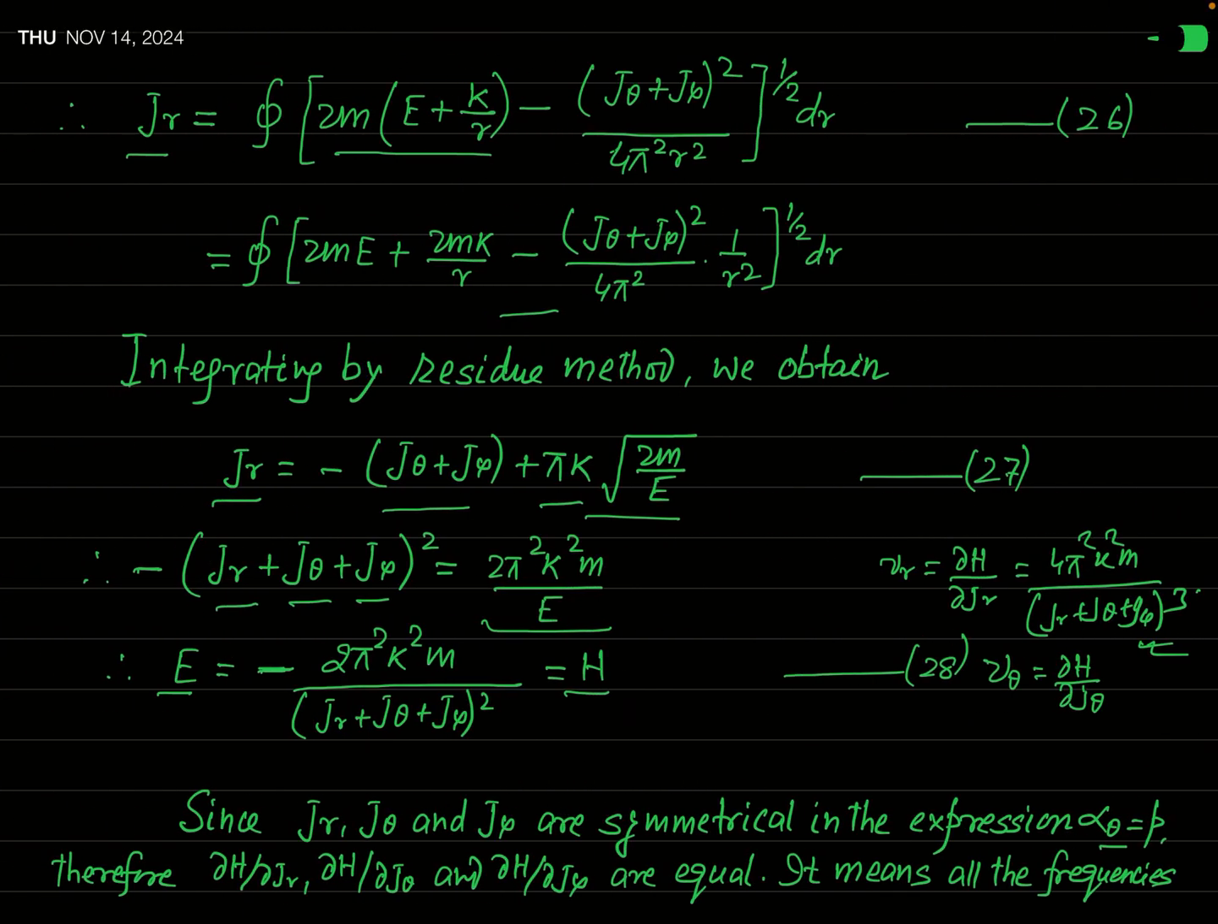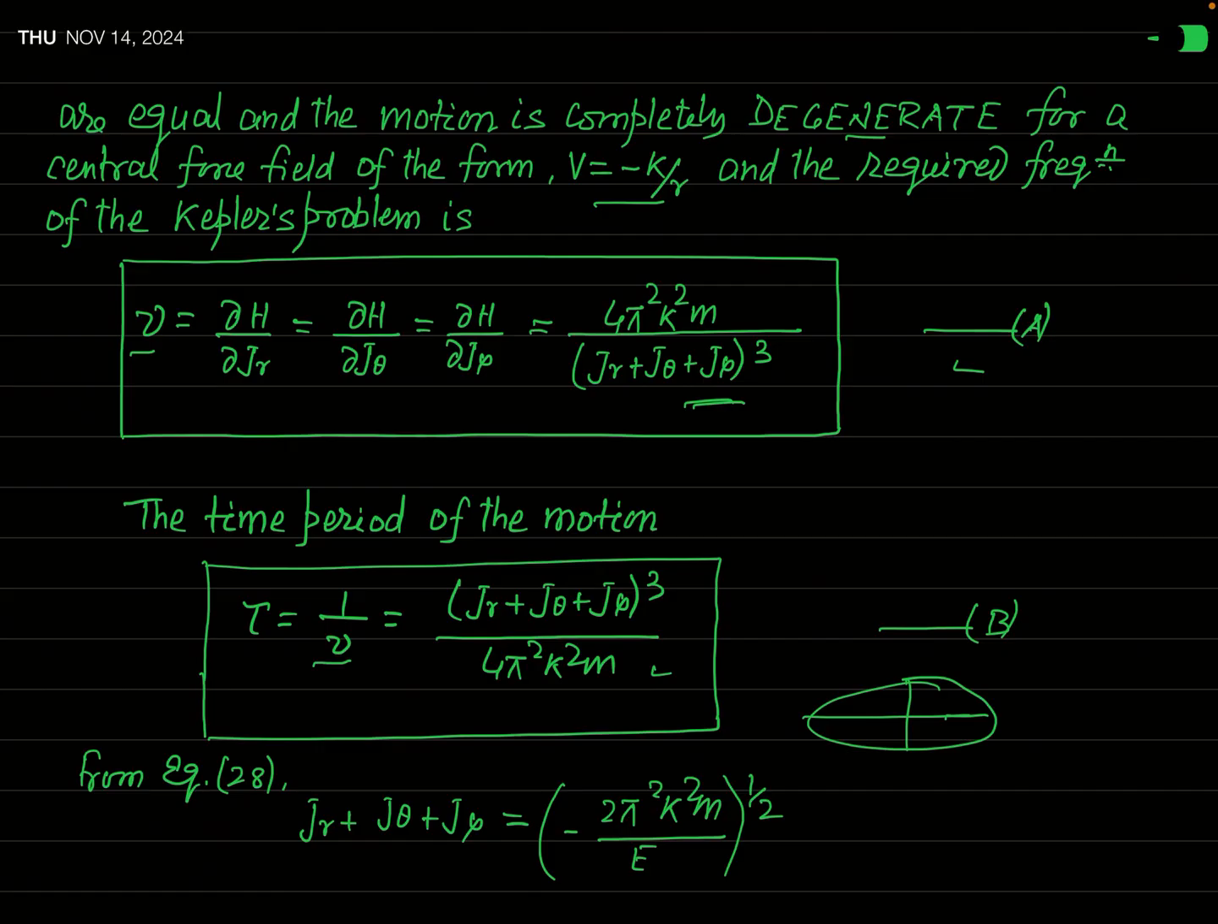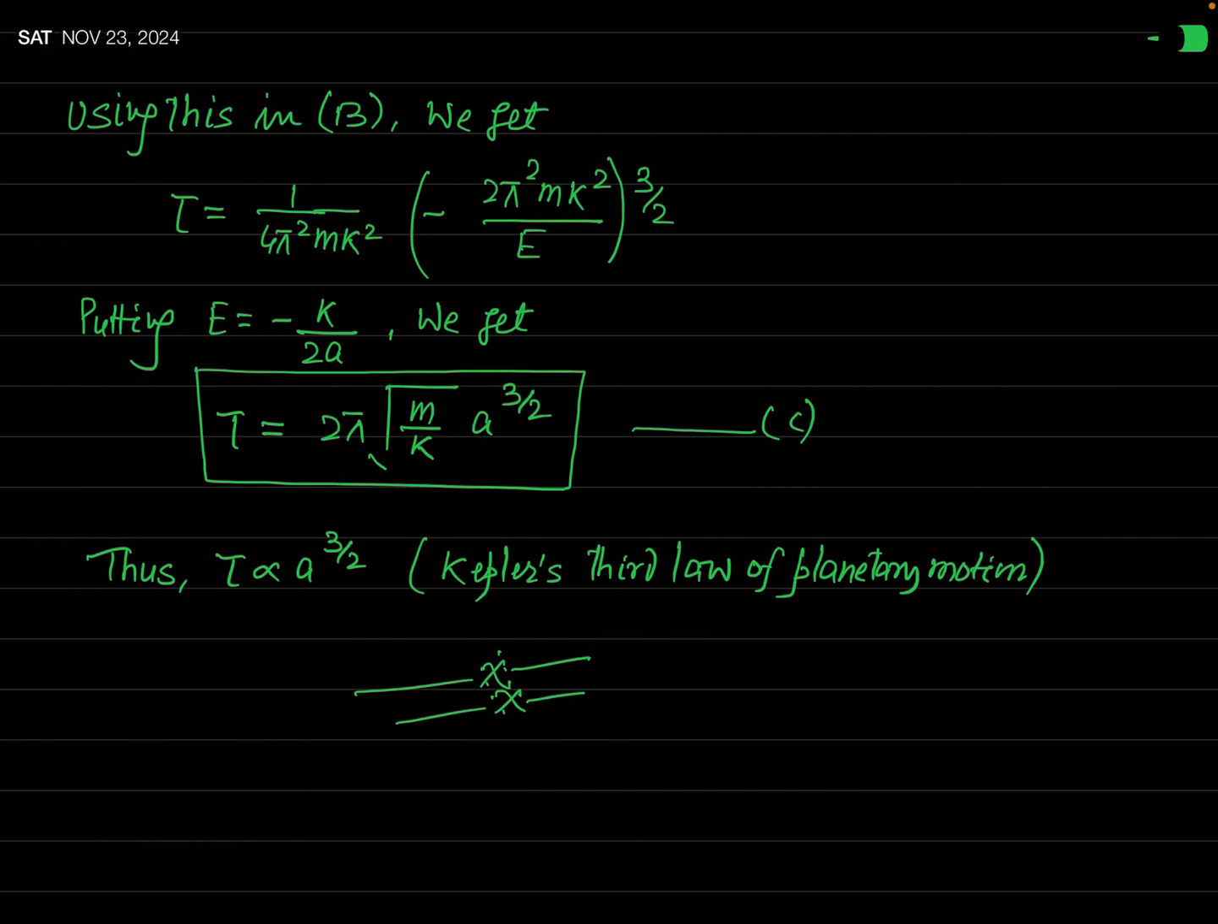For this, let us see equation 28. From here you can obtain the value of Jr + jθ + jφ, and you can see this will be this much. Now when you substitute this value of Jr + jθ + jφ in this equation B, which defines the time period, your result will be τ equal to 1 over 4π²mk² times this much.